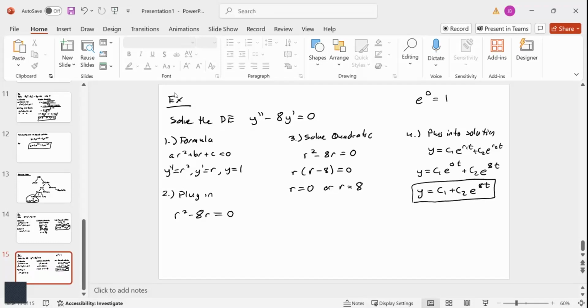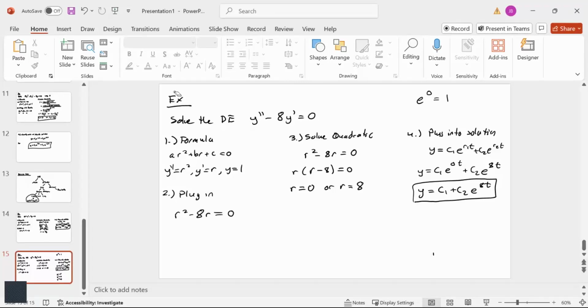That means any constant is a solution, which is nice because if you think about it, if y equals 5, what's the derivative of 5? 0. What's the second derivative? Well, if we plug in 0 and 0, you get 0 equals 0. So that makes sense. The derivative of a constant is 0, so any constant works for this one.